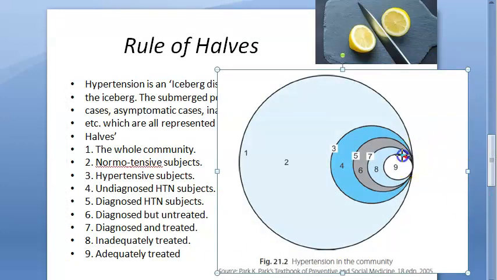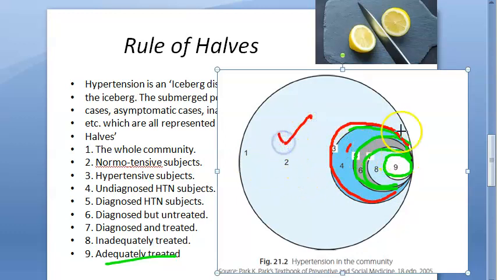See here, this is 9, right? 9 is adequately treated. So this is the best one. What does 9 tell you? These are the hypertensive cases who are diagnosed, treated, and adequately receiving treatment. What is this circle? These are those people who are receiving treatment. And this next circle? These are those people who are diagnosed. And who are these people? These are the people who have hypertension. Between this circle and this circle there is no rule of half. After that, everything is rule of half.